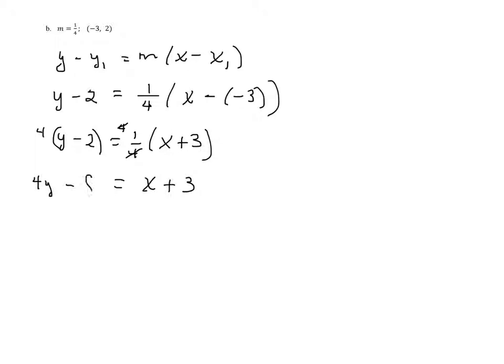It's much easier. And then again, I'm going to get all the variables to one side, all the constants to the other, so I'm going to add 8. And then I'll bring the x guy over to the other side by subtracting x.